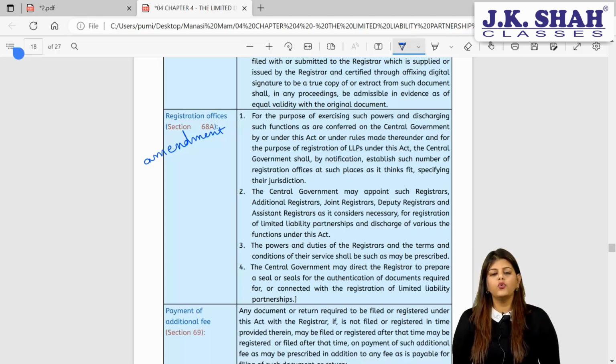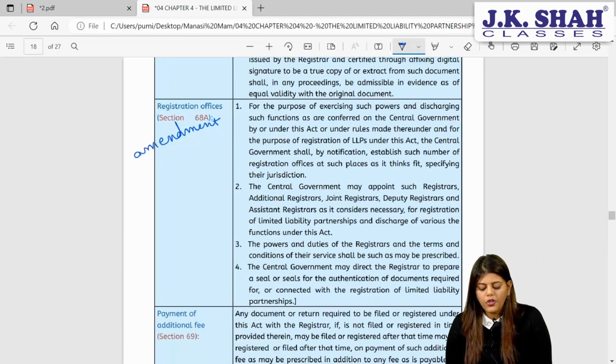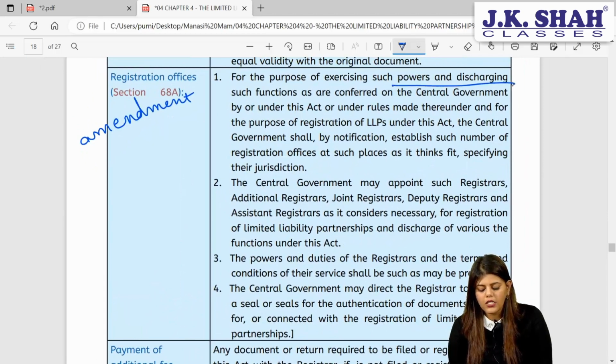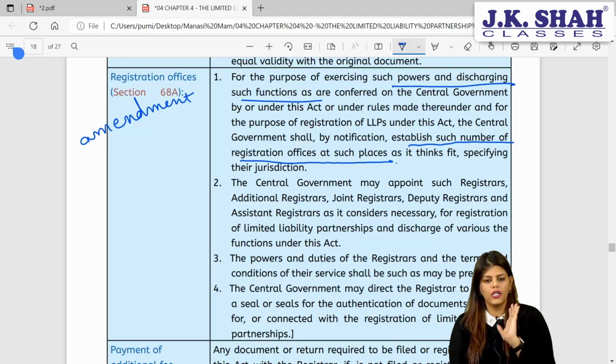So they are just telling you that they will set up registration offices wherever required. See, if I set up only 2 Aadhaar offices, obviously it will be very inconvenient for everyone. If I set up more and more offices, it will be very convenient for everyone. So here also they are telling you the same thing. For the purpose of exercising such powers and discharging the functions, the government says we will establish such number of registration offices which we think is fit. We will specify the jurisdiction, that you office, you will take care of this area, and you office, you will take care of this area.